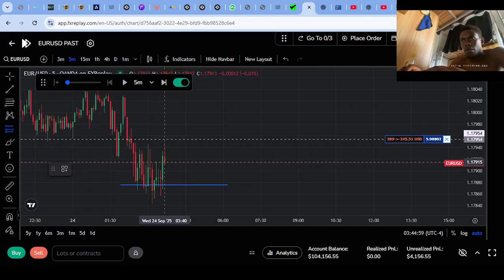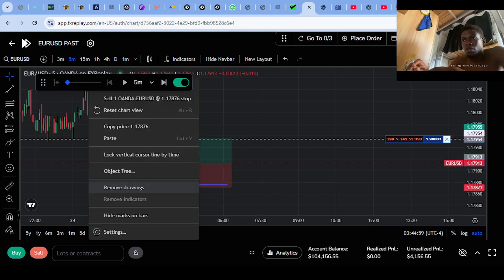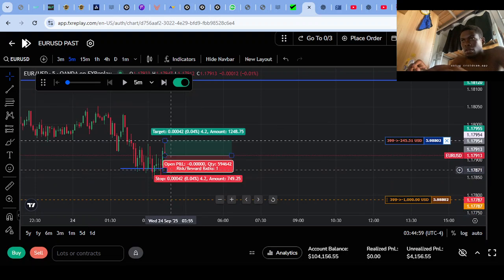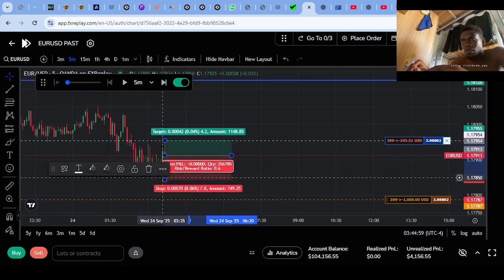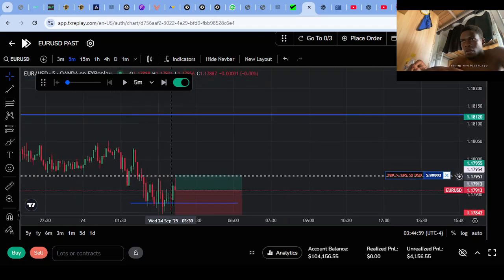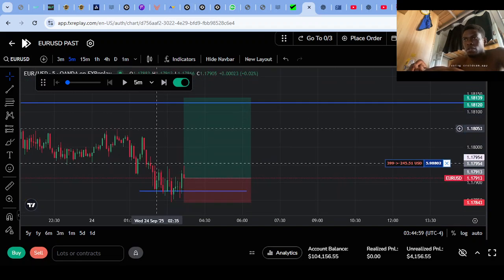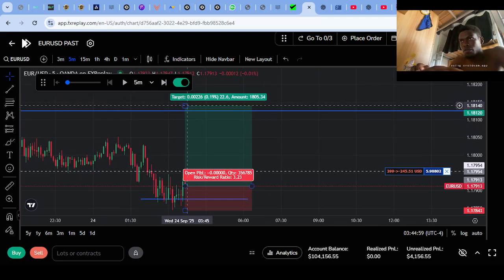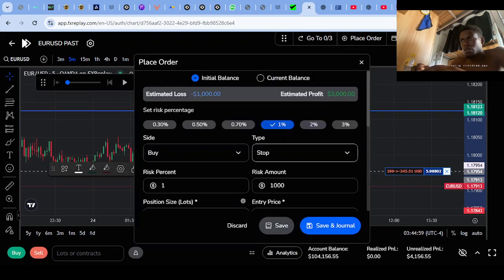If we enter a buy right here, we're holding two trades currently, and let's see how it goes, man. Okay, so we're looking to target basically 3R on this trade. Okay, here, we place a market order.